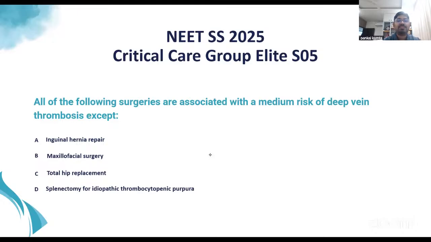All the following surgeries are associated with medium risk of deep vein thrombosis except. So the answers would be inguinal hernia repair, maxillofacial surgeries, total hip replacement, splenectomy. Simplest way, highest risk is generally with lower limb surgeries. So here the answer is total hip replacement. Rest of it tends to be lower.